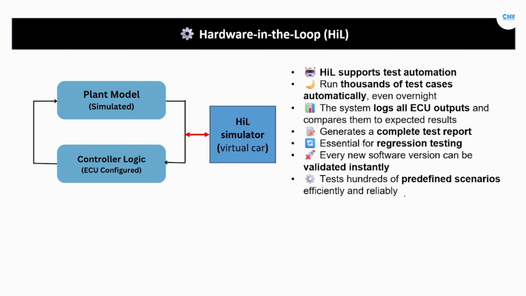HiL also supports test automation. You can run thousands of test cases automatically overnight. The system logs all ECU outputs, compares them to expected results, and generates a complete test report. This is essential for regression testing. Every time a new software version is released, it can be validated instantly against hundreds of predefined scenarios.